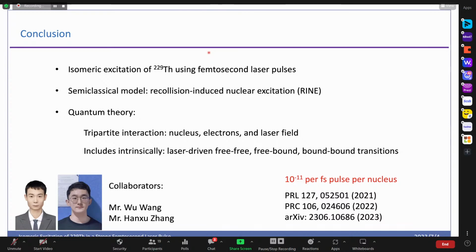Roughly we get similar excitation probability, because if we think in terms of recollection, we get one recollection per half cycle. Each half cycle is very similar to each other. So we haven't observed any dramatic increase if we increase the later pulse.